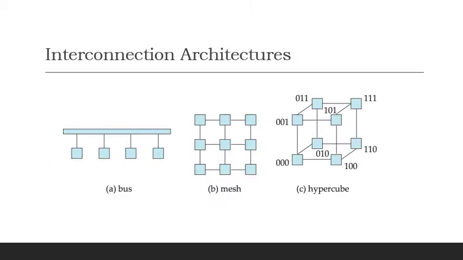Next, let's see the interconnection network architectures used in parallel systems. Parallel systems consist of a set of components that include processors, memory, and disks that can communicate with each other via an interconnection network. The main interconnection architectures used in parallel systems are bus, mesh, and hypercube. Let's see them in detail.